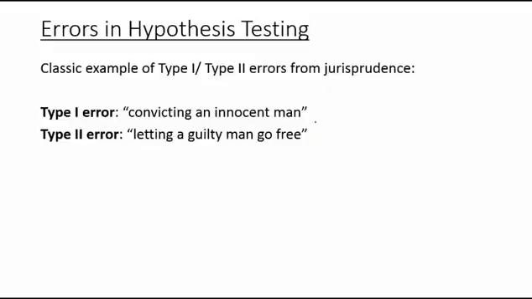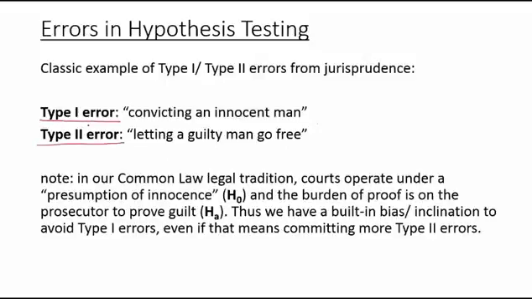Do we favor type 1 errors or type 2 errors? Well, the presumption of innocence is the null hypothesis, and the burden of proof is on the prosecutor to prove guilt, the alternative hypothesis. So we have a built-in bias towards avoiding type 1. We do not want to convict an innocent man, so we have the presumption of innocence and a high burden of proof. You know, in a jury trial for capital offenses, you have the proof burden of something like beyond a shadow of a doubt or beyond a reasonable doubt.